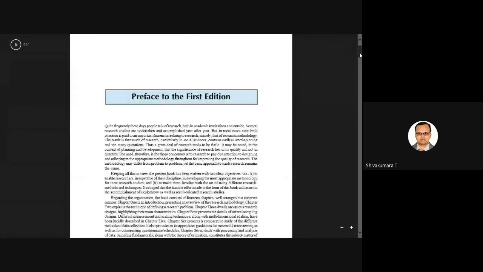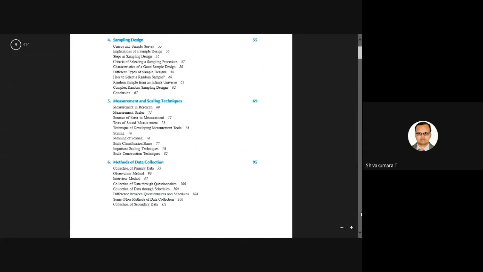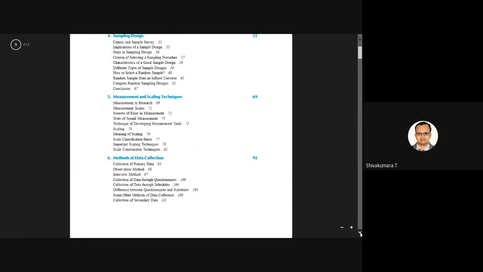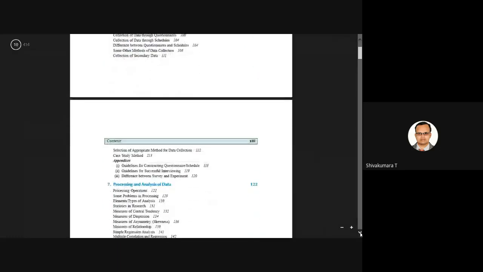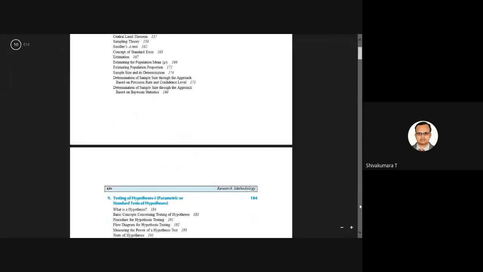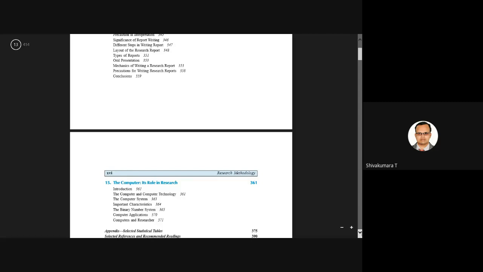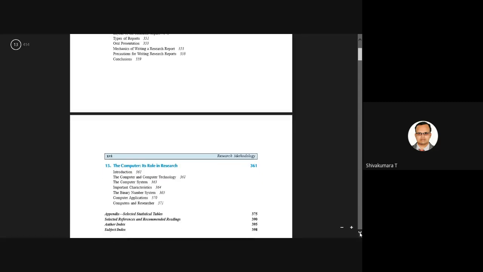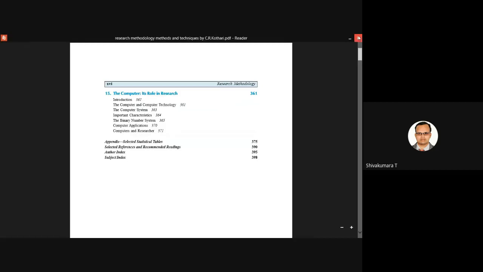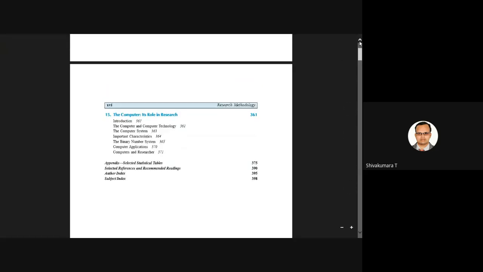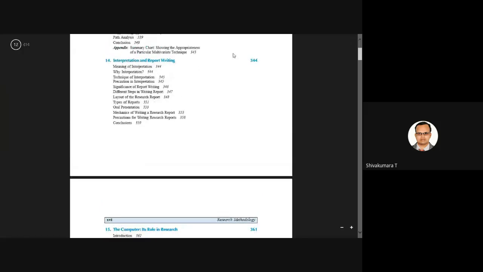So by looking into the index page, that is the contents page, you are able to understand. Suppose you are interested in reading only the report writing and interpretation. Rather than searching page by page, you can locate exactly where that report writing is. Instead of searching one page at a time, you can search for report writing in the contents page. You can find the page number of report writing, 344. Then you can directly navigate to page 344, and you are going to get the interpretation and report writing.